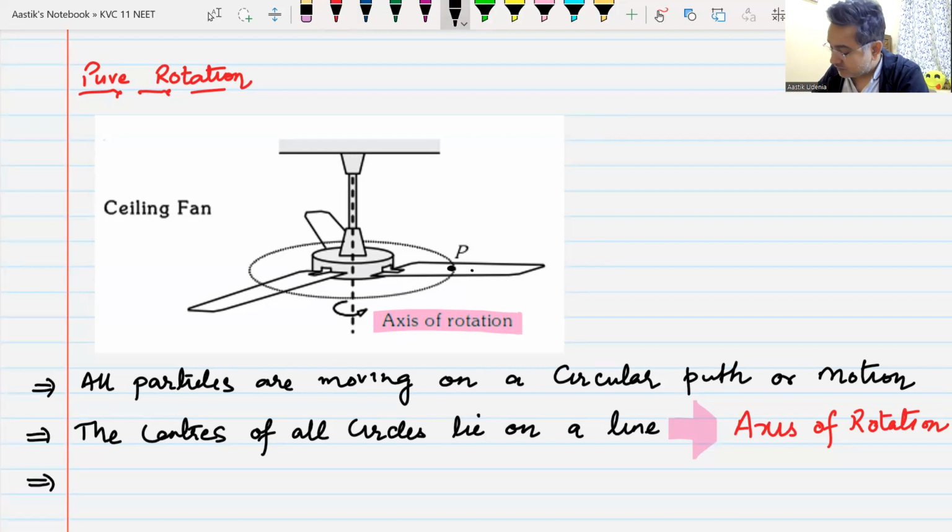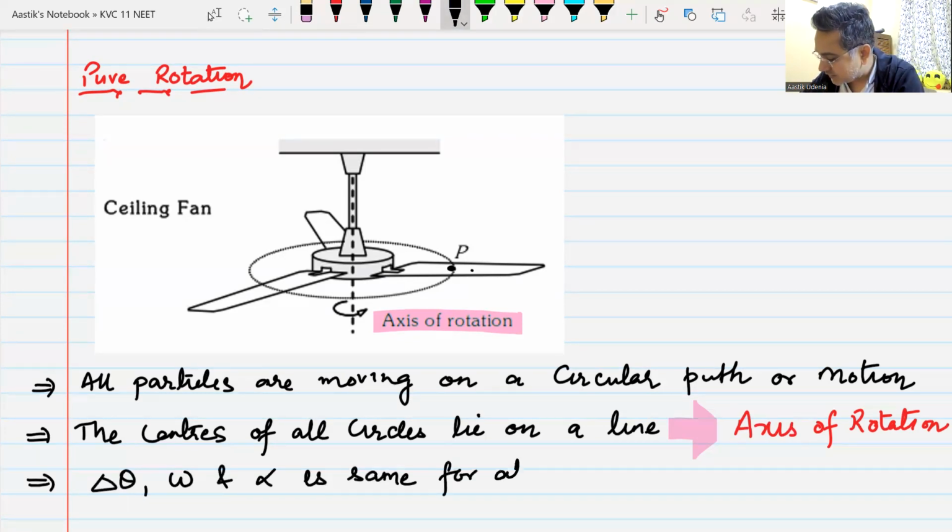The next point is omega. Let me not write. Let me start it as angular displacement. Angular displacement, omega and alpha is same for all particles. Just first understand it and then I will give you time to write. So all the particles are moving in circles. They have the same angular displacement. So if one particle turns by 30 degrees, all the particles will turn by 30 degrees. So it is similar to translational motion.